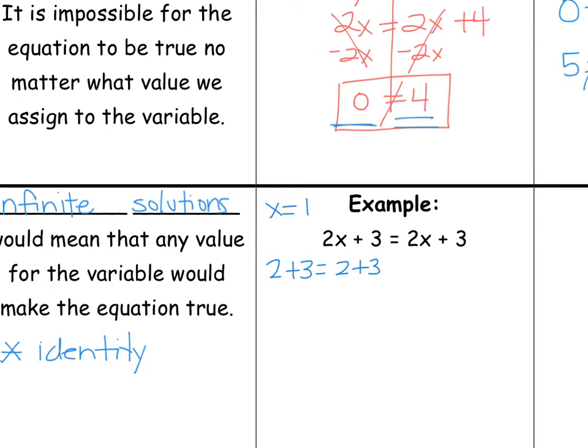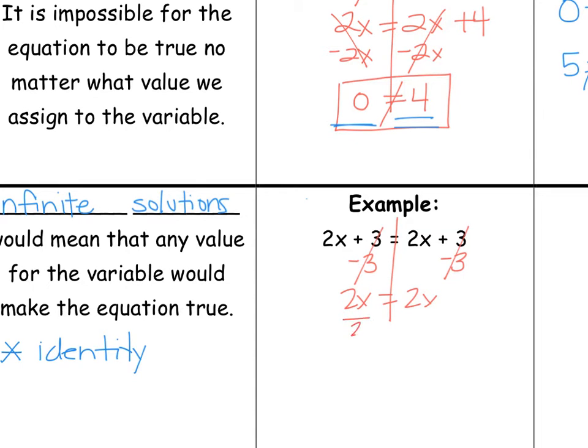If I choose to have x equal 10, 2 times 10 is 20. And 20 plus 3 is the same as 20 plus 3. So what does that look like when we solve the equation? And that's what we're going to do, try to solve this equation. If I subtract 3 from each side, I'm going to get 2x equals 2x. So if we look here, you notice what's on the left side is the same as on the right side.